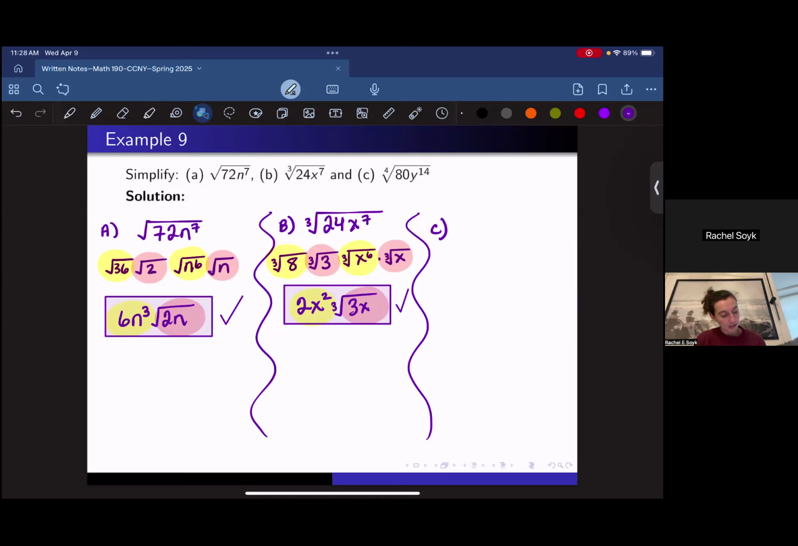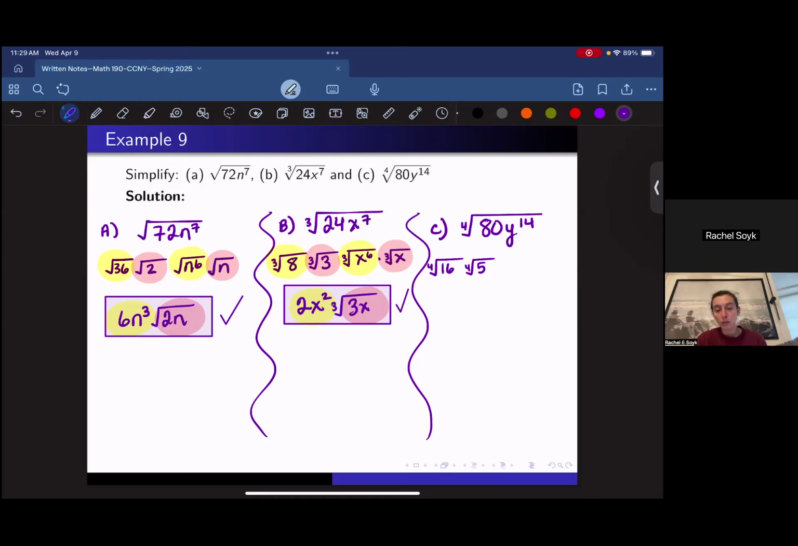Last but not least, let's look at now our quartic root, aka the 4th root of 80 y to the 14th. Start off low. 2 to the 4th power is 16. And does 16 go into 80? It does. It goes in 5 times. So we can rewrite the coefficient as the 4th root of 16 times the 4th root of 5.